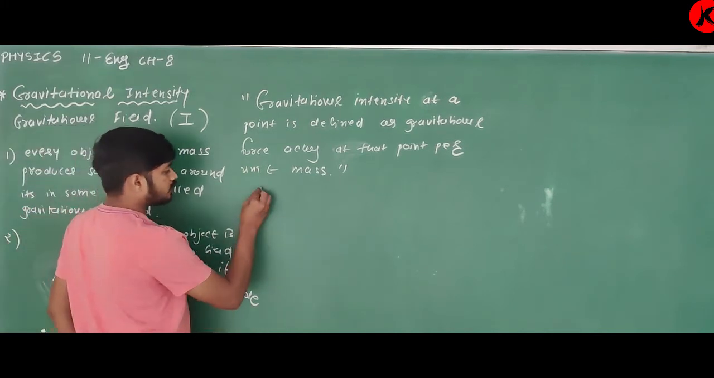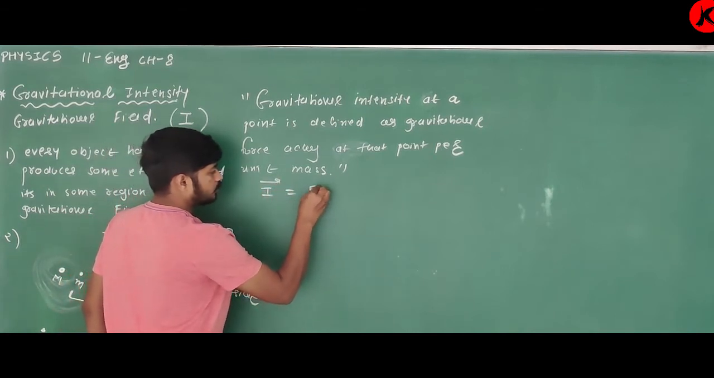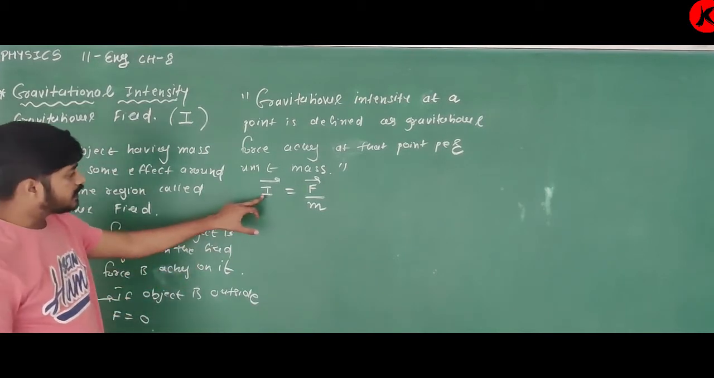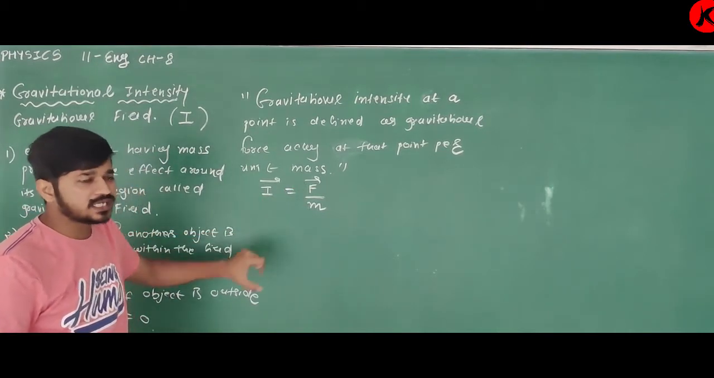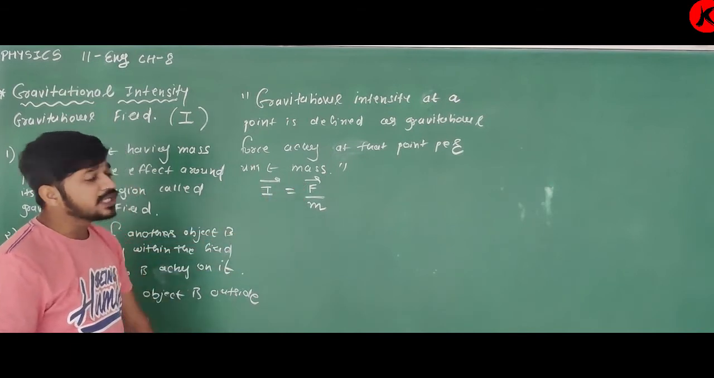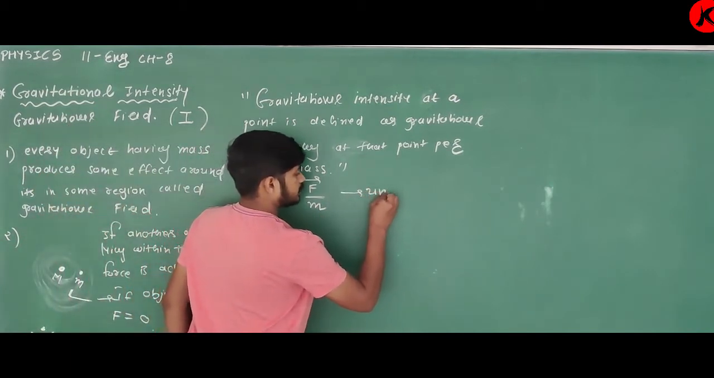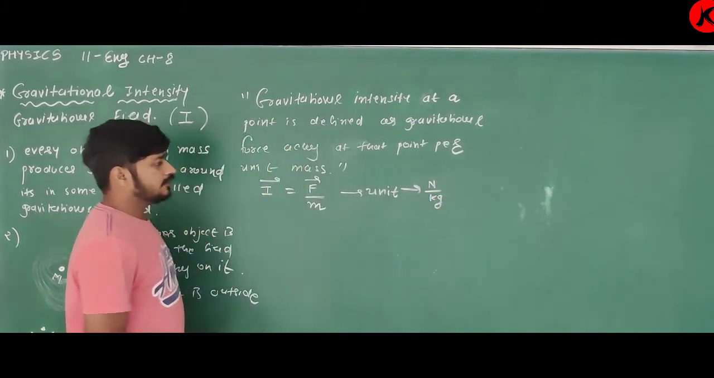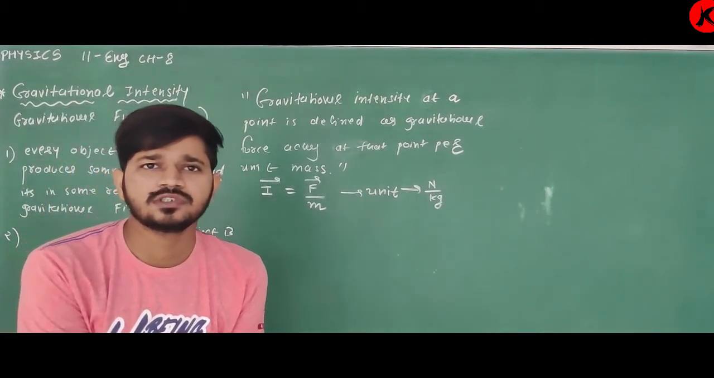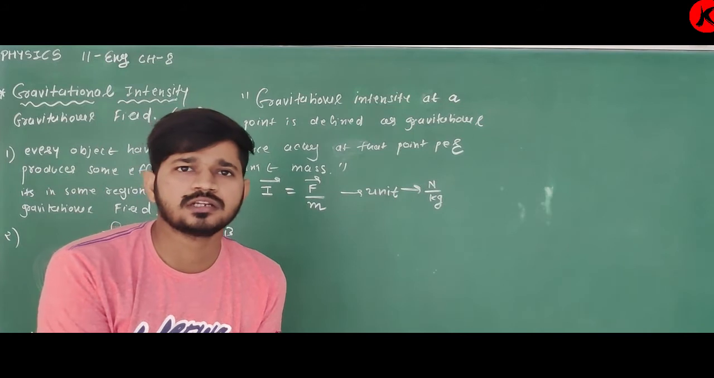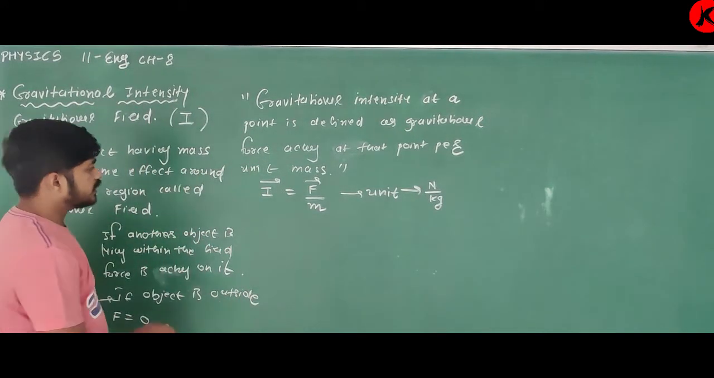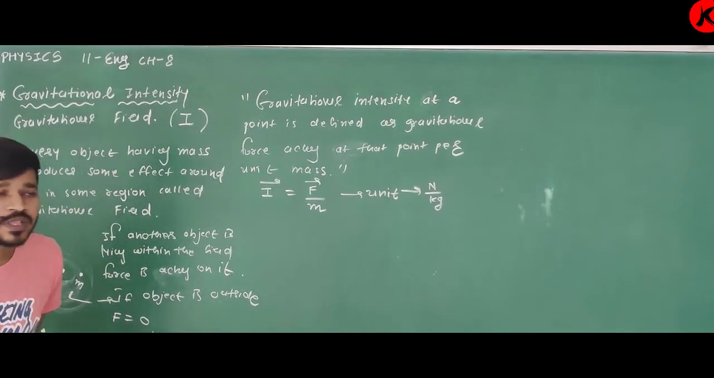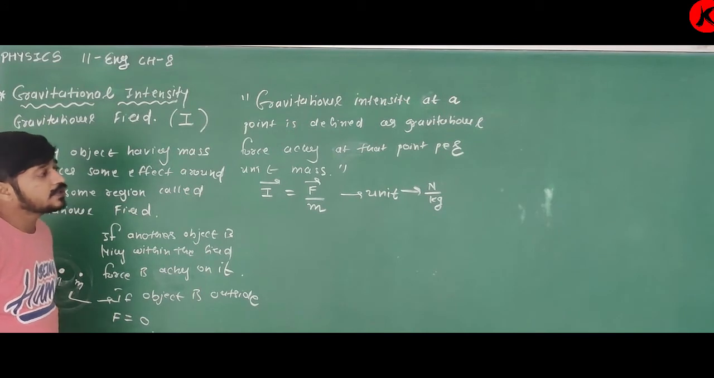Means how to write in form of equation? I is equal to F upon m. Gravitational intensity is equal to force per unit mass. Its unit you can write: it is Newton per kg. Clear about this? Okay, so yes, it is gravitational intensity. Now how to find equation of gravitational intensity?